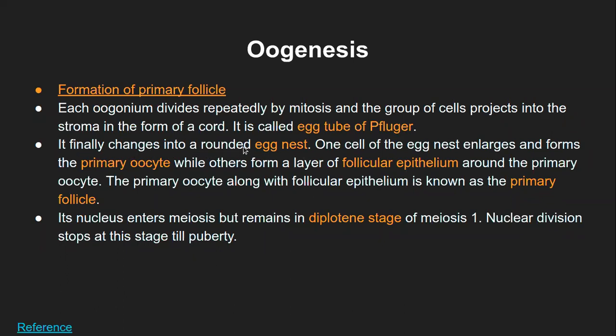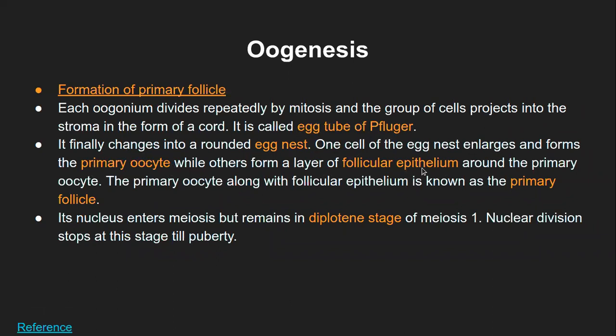It finally changes into a rounded egg nest, and this tube converts through a differentiation process from the tubular structure to a nest-like structure. A nest is nothing but a group, a spherical shape, of this egg tube. Now, out of these, one cell of the egg nest will enlarge and form a primary oocyte. Only one cell out of these mitotically divided cells from the egg nest will form the primary oocyte, while others will form the layer of the follicular epithelium.